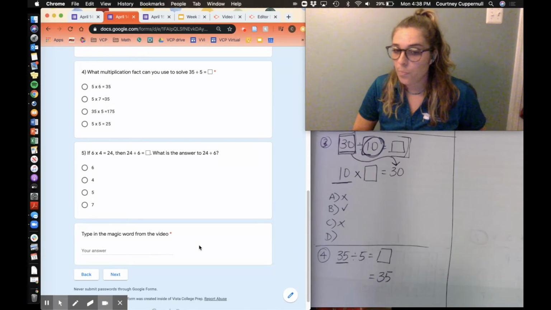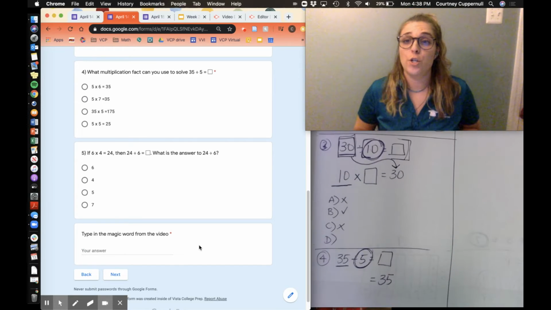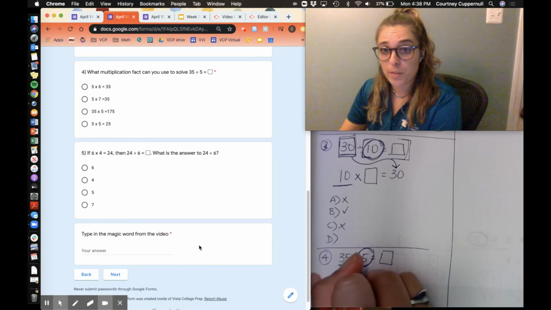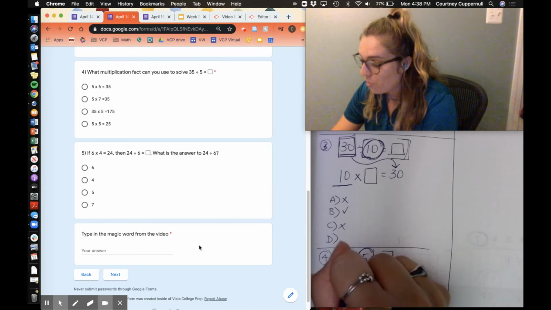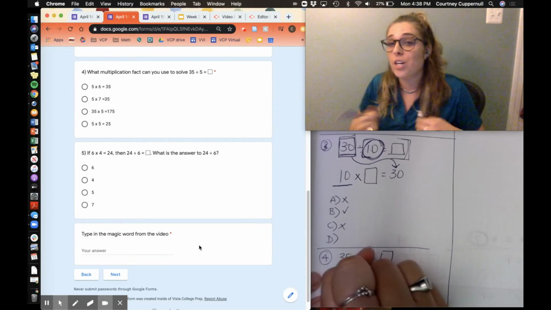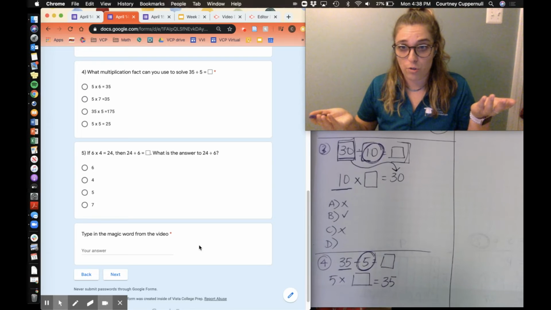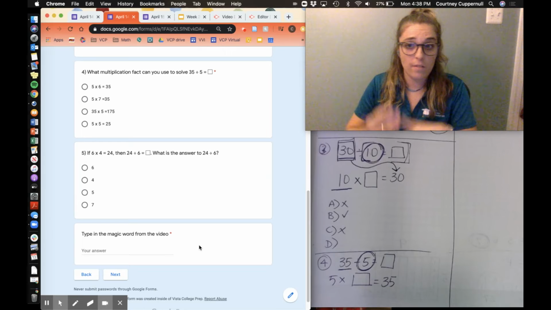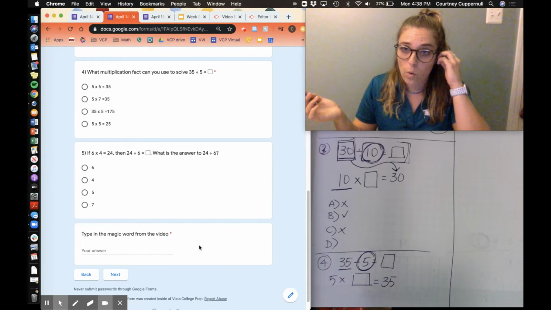Now, I know that this 5 right here is my known factor. It's the factor I do know. So I'm going to say, and it means groups, 5 groups of, and then, I don't know what goes in that box yet. That's the factor I don't know, my unknown factor. So 5, the amount of groups I know I have, 5 groups of something definitely equals 35. It's our job to figure out what goes into that box.